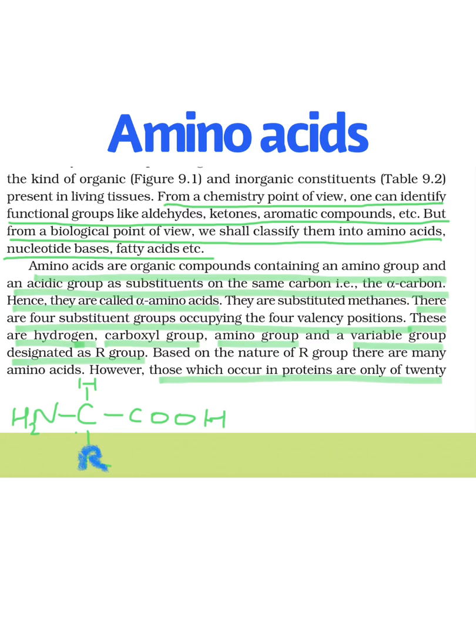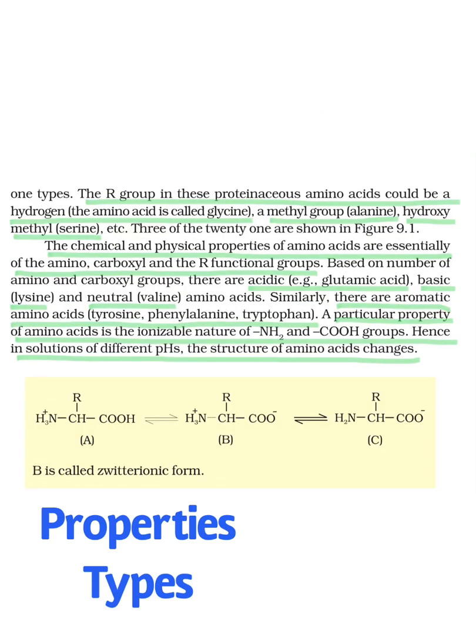Actually those which occur in proteins are of only 20 types. We all know that a protein molecule is made up of amino acids. That is why we are discussing it.